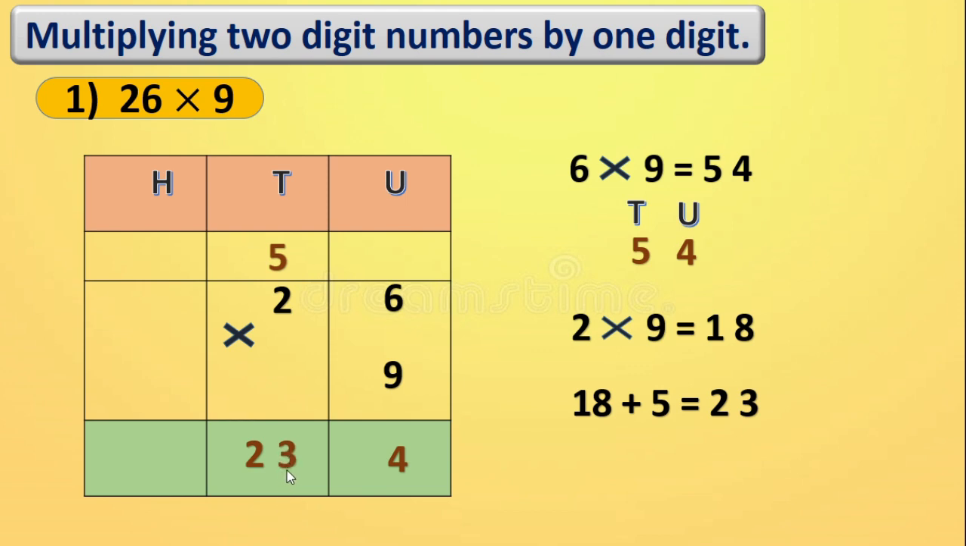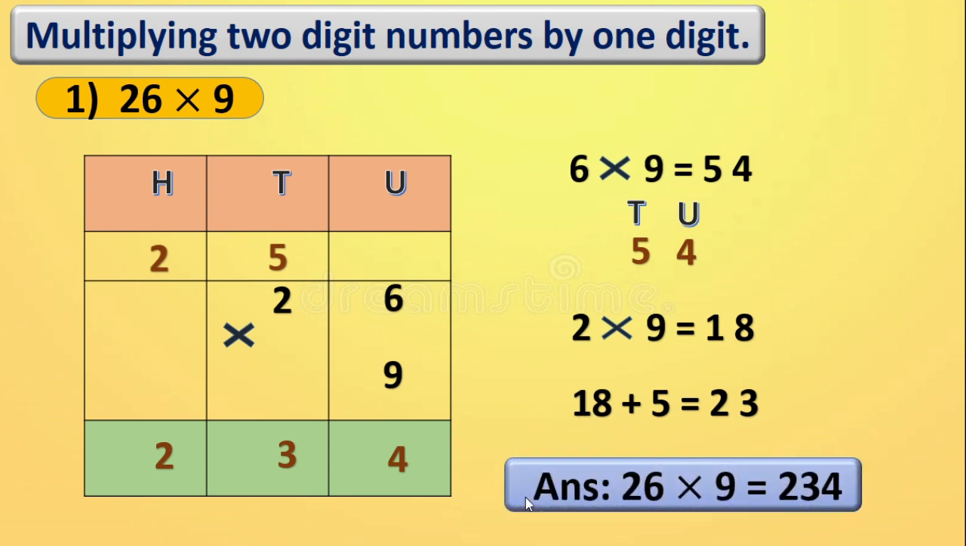But again here we can't write this 23 in a single column. Here 3 is in the tens place and 2 is in the hundreds place. Correct? So it will move to the hundreds place. Means it is carried over to the hundreds place. So nothing is there. So 2 will come down. Correct? Now we got the answer, that is 26 multiplied by 9 is equal to 234. Same answer we got from the lattice method also. Yes.